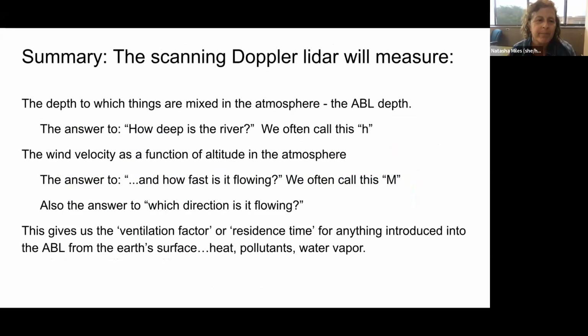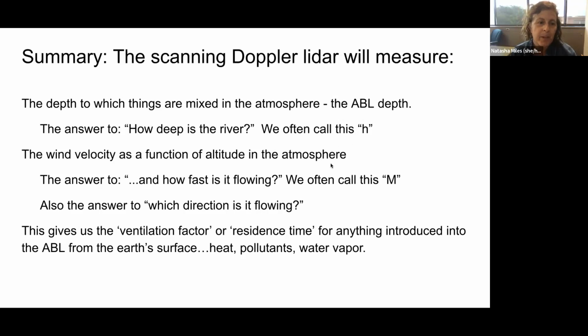So to sum up that part, Ken has already defined that the atmospheric boundary layer depth is the depth to which things are mixed in the atmosphere. And so it answers the question, how deep is the river? We often call this variable H.